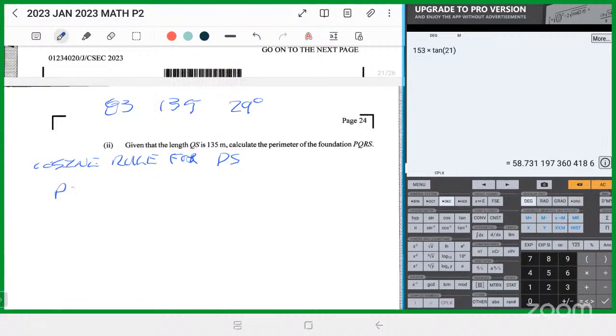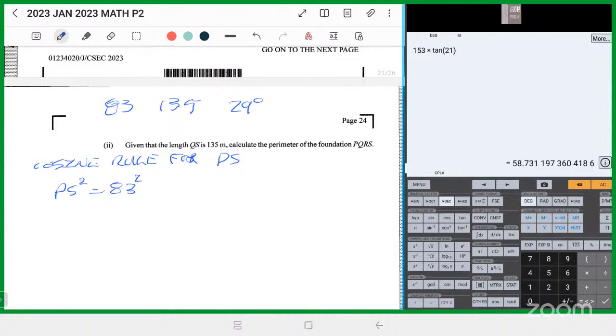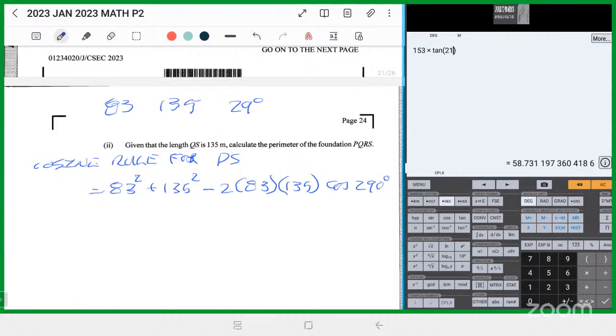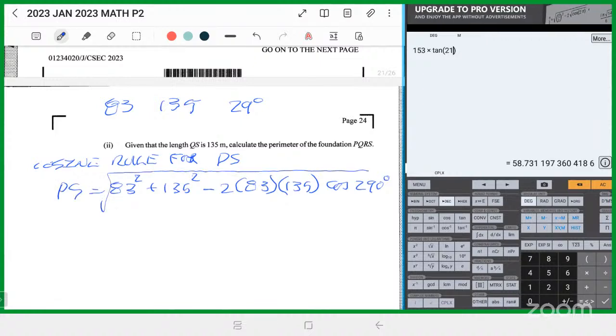PS squared is going to be 83 squared plus 135 squared, and subtract twice the product of those two, and then cosine of the angle between them, which is 29 degrees. Instead of having a square here, we can take the square root, so PS is the square root of the expression here.